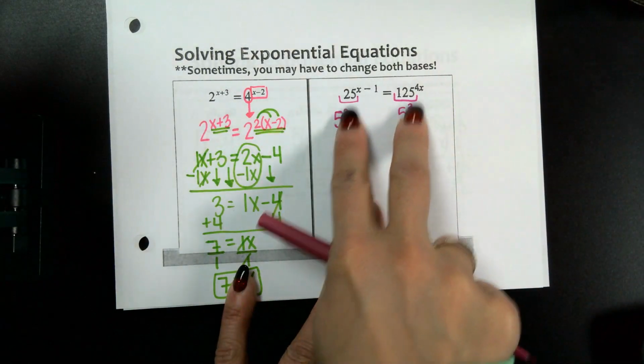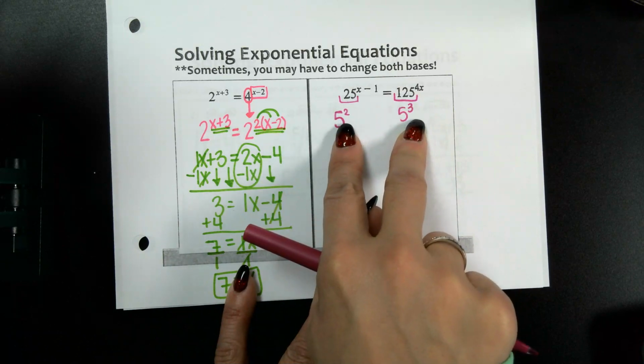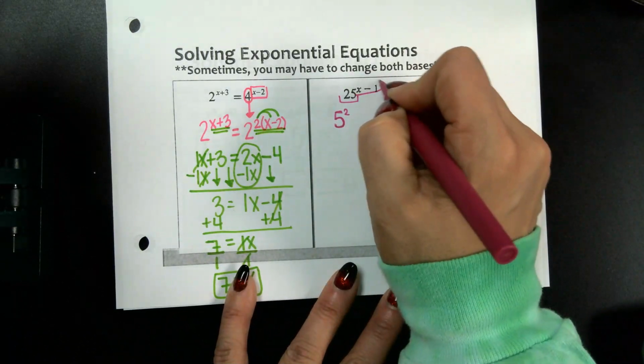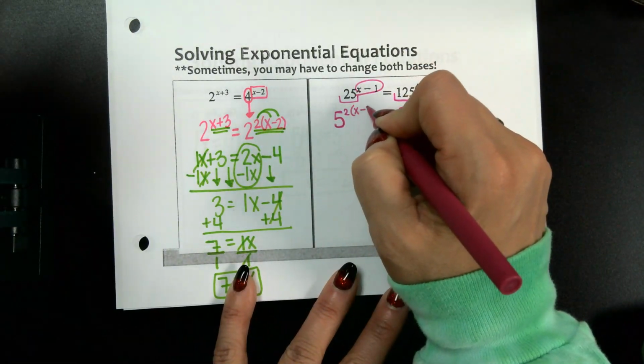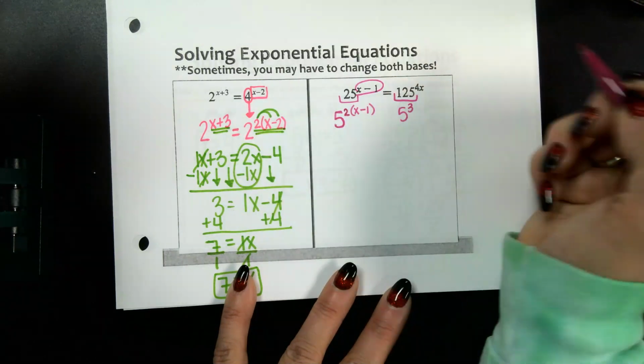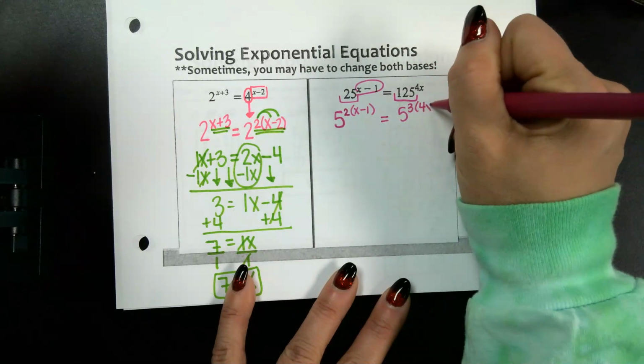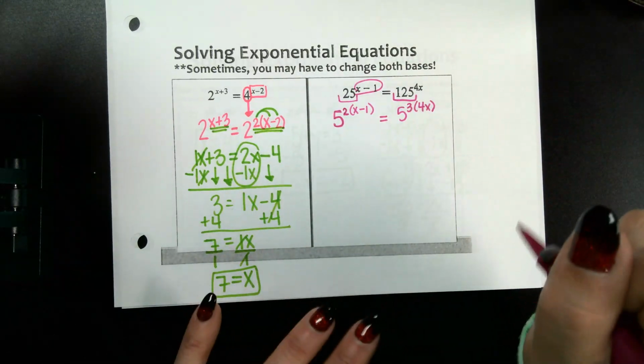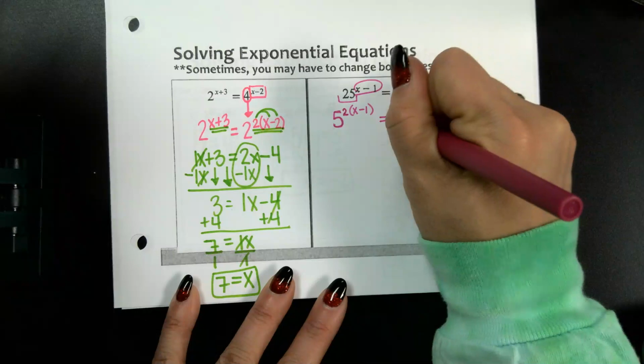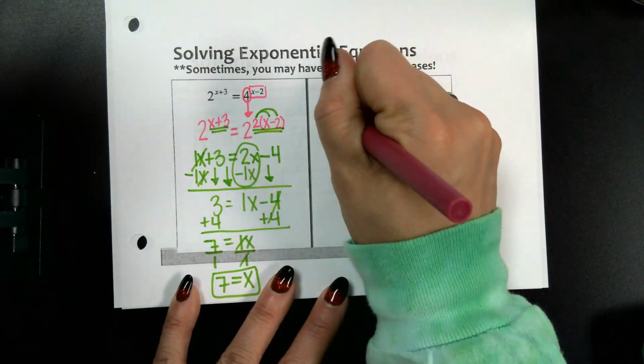They both had exponents to begin with, and now they have a new exponent, so you will have to bring the x minus 1 down and attach it to the 2 on the left side, and you will have to bring the 4x down and attach it to the 3 on the right side. So this is a case of, okay, I have to change both of my bases.